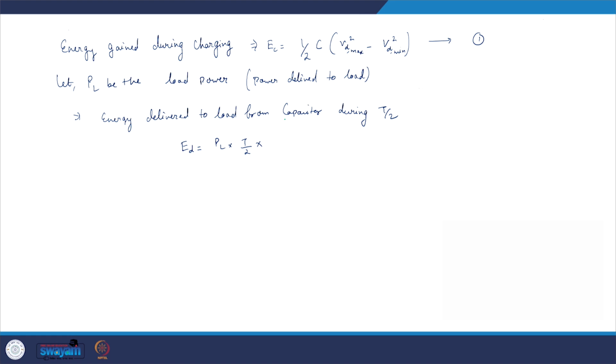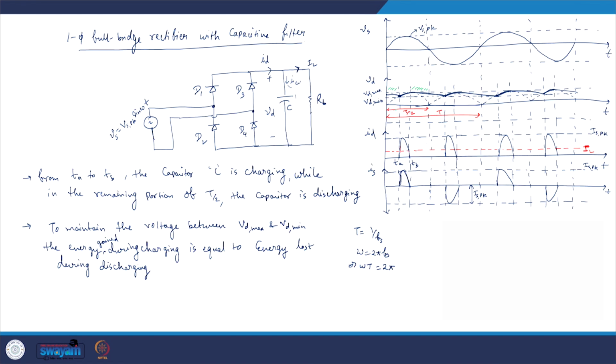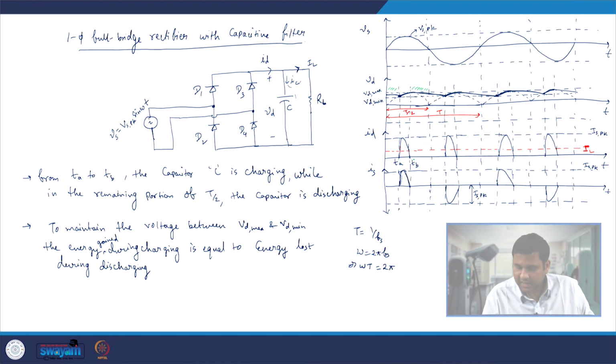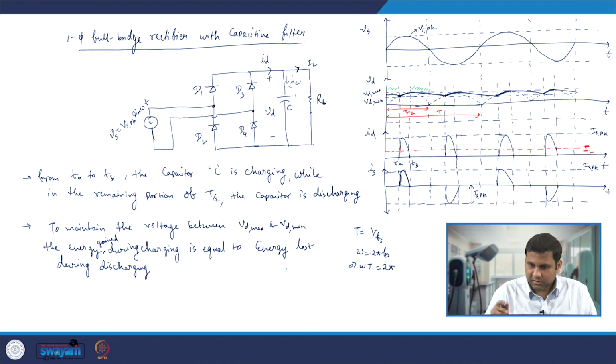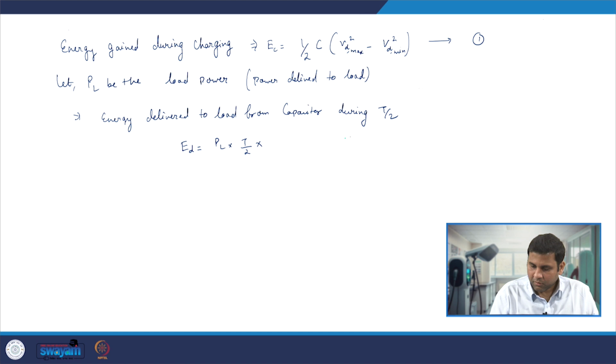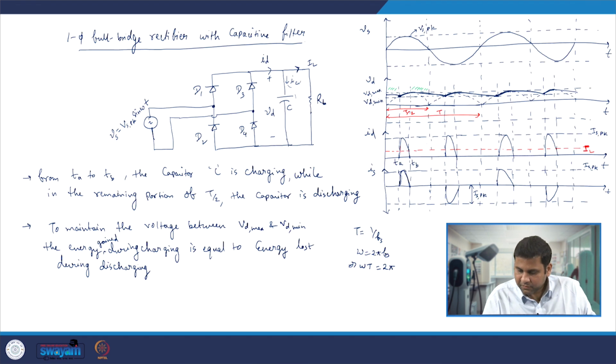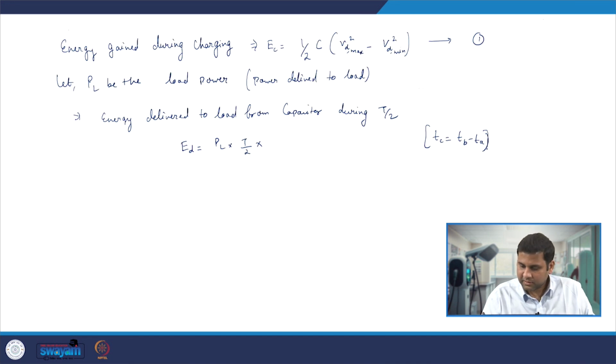This is the time between T by 2 minus this period, which is the difference between TA and TB. So, we can also define a term TC. Let TC be TB minus TA, which is nothing but the time during which the capacitor is charging. Let us define this as TC.